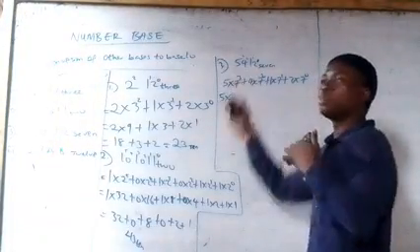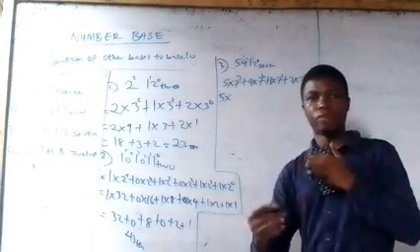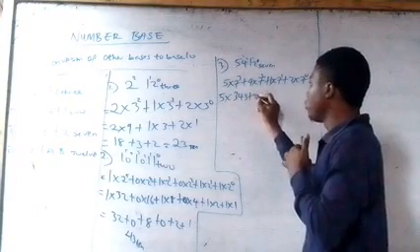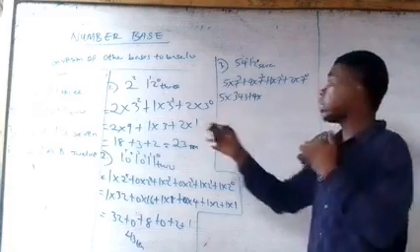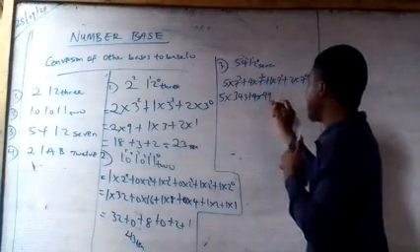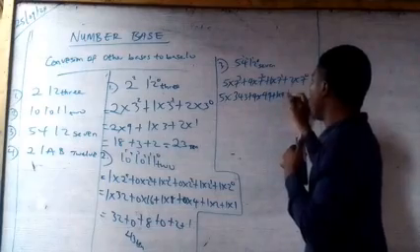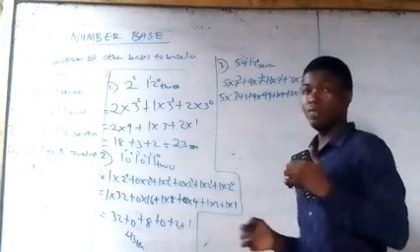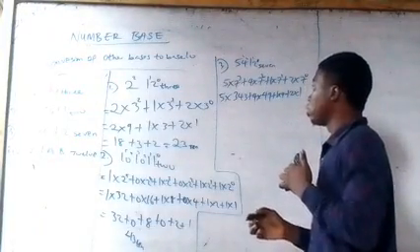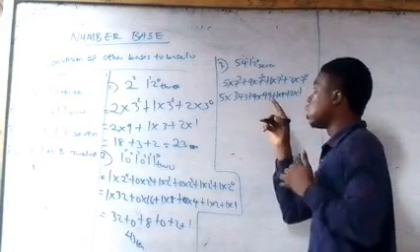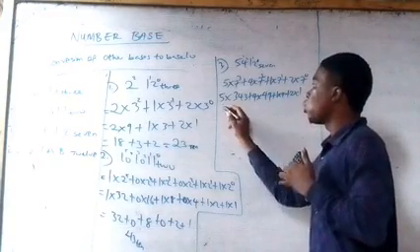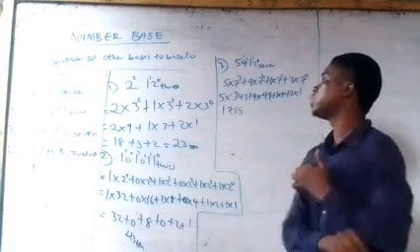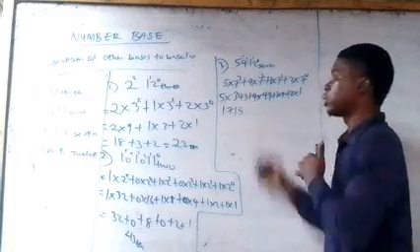5 times 7 raised to power 3 is what? 7 times 7 times 7, that's 343. Plus 4 times 7 times 7, that's 49. Plus 1 times 7 plus 2 times anything raised to 0, which is 1. Are we following? So here should be 1,715. Yes, it's correct.